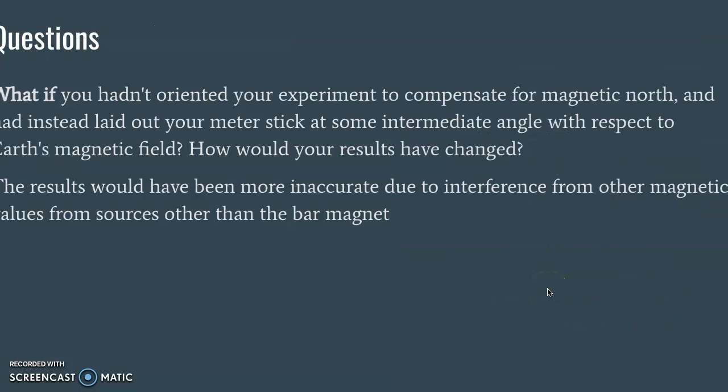So here are some quick questions. What if you hadn't oriented your experiment to compensate for magnetic north and had instead laid your meter stick at some intermediate angle? How would the results have changed? We would note that the results would have been more inaccurate due to interference from magnetic sources other than the bar magnet.